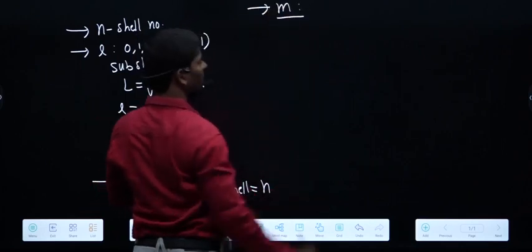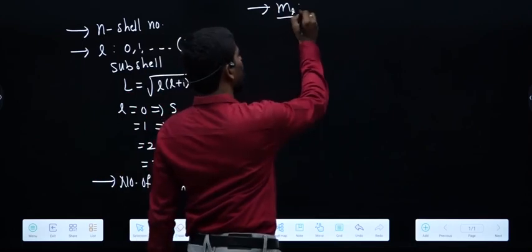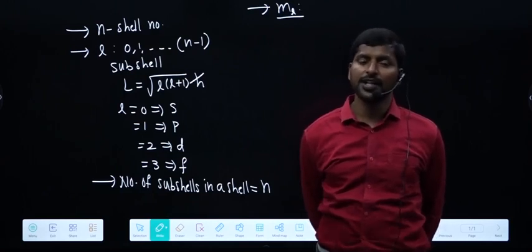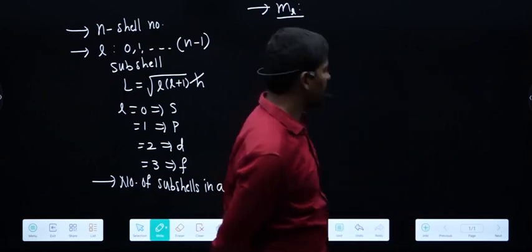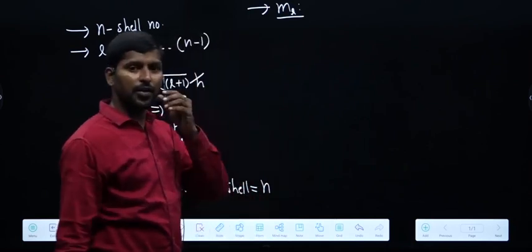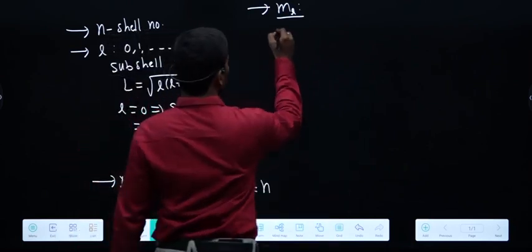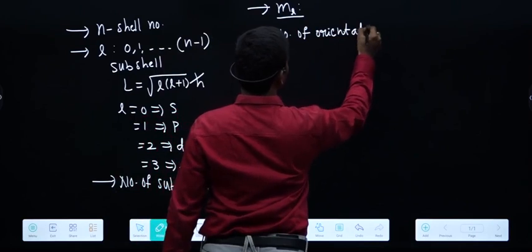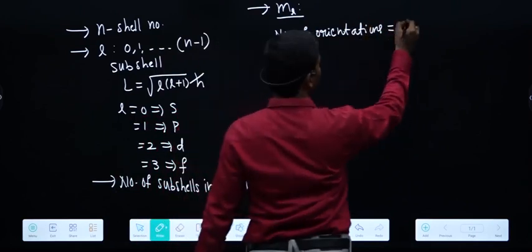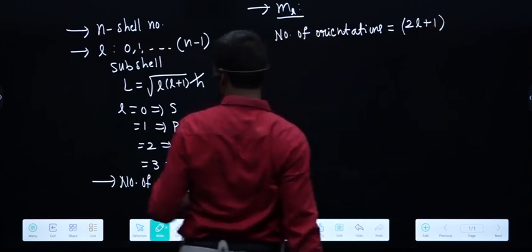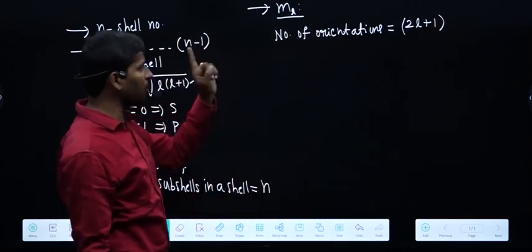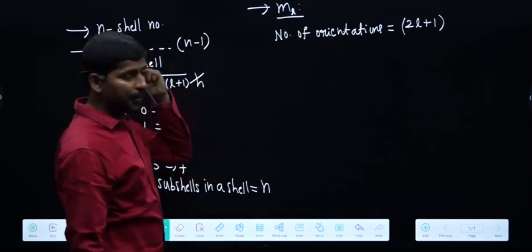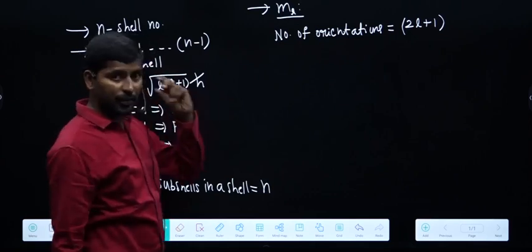Next, m, the magnetic quantum number, that represents ml. How many orientations are taken by a subshell in the presence of a magnetic field? The number of orientations taken by a subshell in the presence of a magnetic field, or it gives the number of orbitals in a subshell. The formula is 2l plus 1. Okay, s subshell takes how many orientations? l is equal to 0, so only one orientation. p subshell, 2 into 1 plus 1, 3 orientations. d subshell 5 orientations. f subshell 7 orientations.